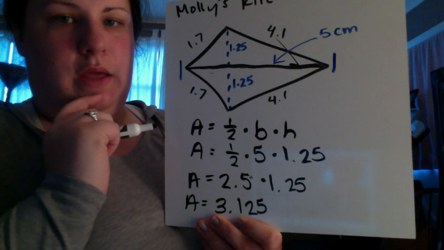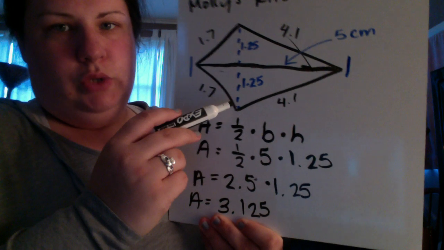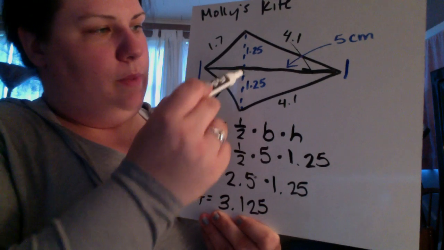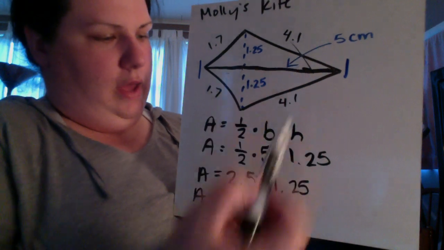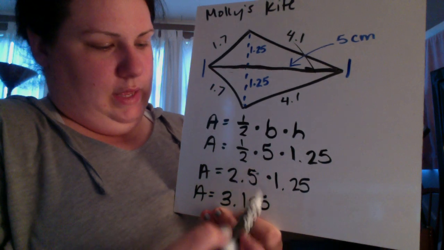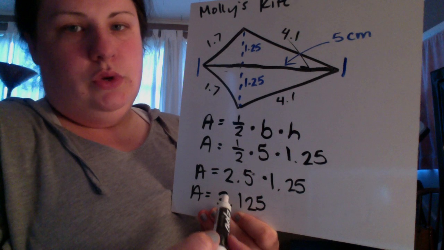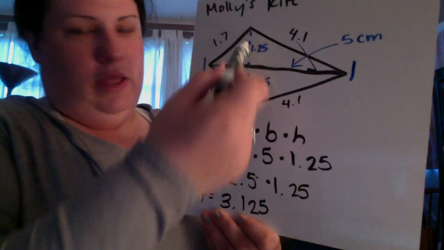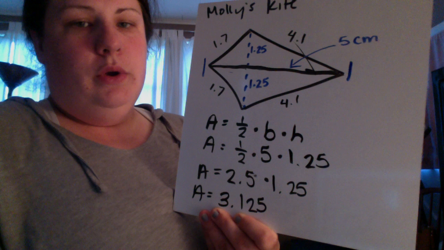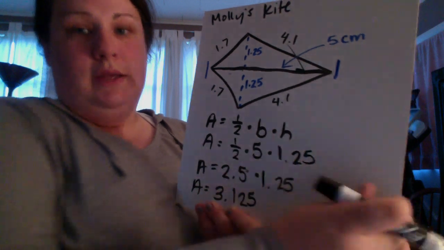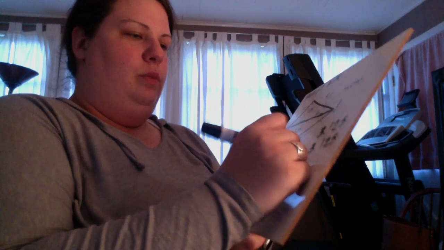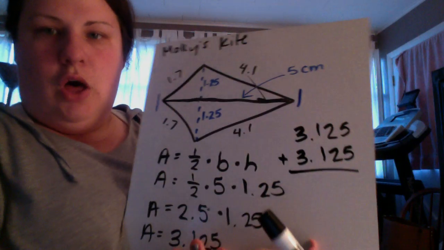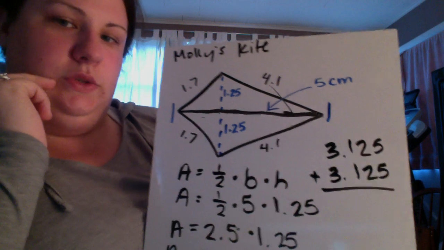But let's take a peek. If I go to find the area of the bottom triangle, my height is still 1.25, the same as here, and my base is still 5, the same as here. So I'm going to get the same number over again. So to put those two together to find the area of the entire kite, all we're going to do is add this number twice. So I have 3.125 plus 3.125. That's all we're doing. We're going to add these. So let's do that now.